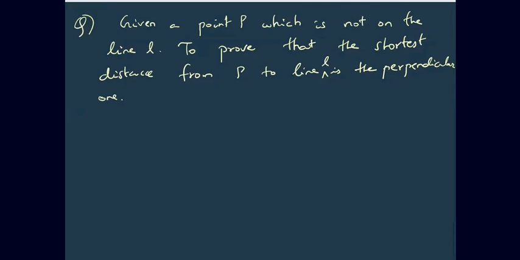So there is a point P and there is a line L. You need to prove that the shortest distance from P to line L is the one which is perpendicular to line L.